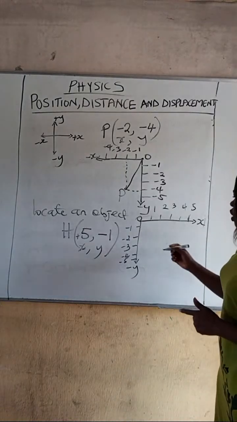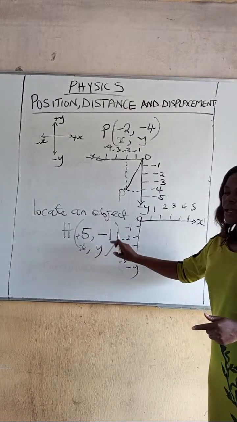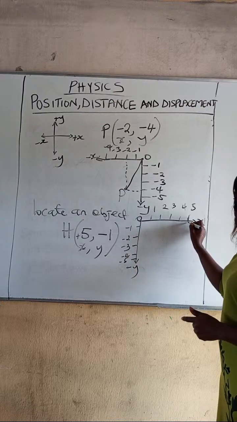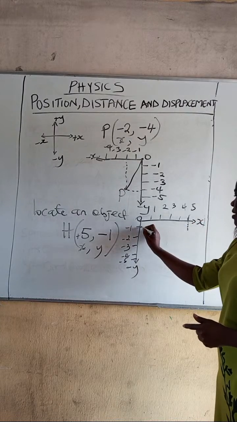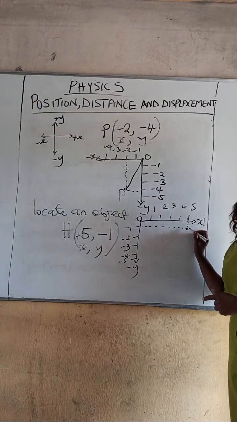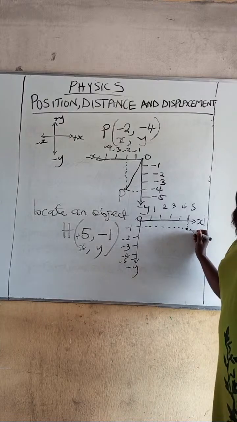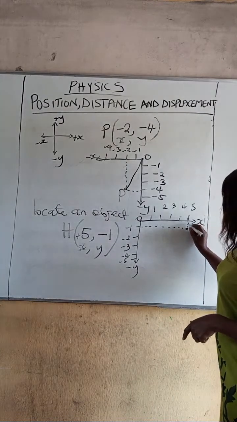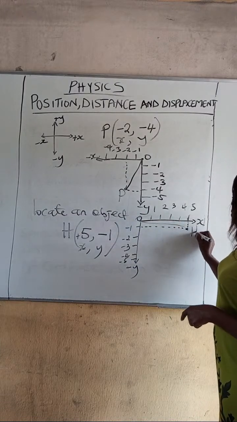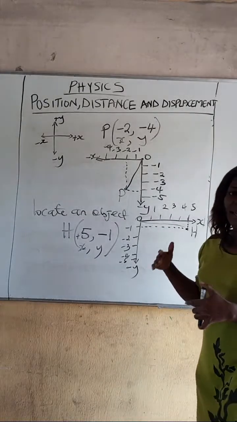So what do we have? When x is 5, what is my y? Minus 1. So I'm going to go this way. I will go down, plus 5, and this is minus 1. Remember, the point of intersection, you are going to join it to the origin to be able to locate that object. So I will join it, then I have this. So this is my object, H. That is how we can locate an object.